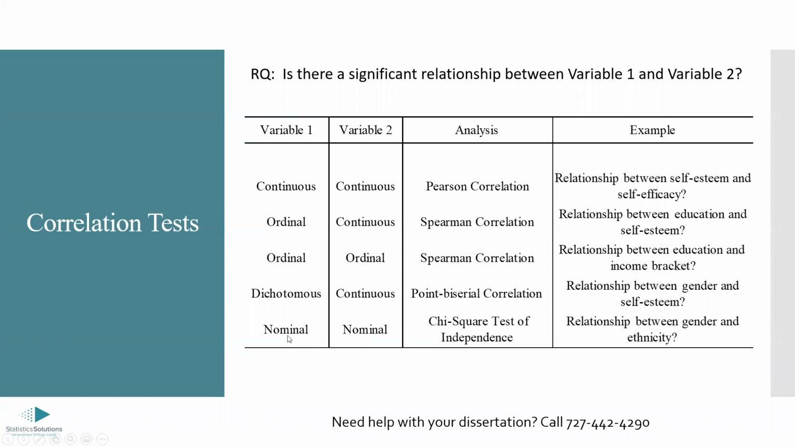We have a nominal to nominal comparison. So the relationship between gender and ethnicity. We have 2 categorical variables here. In this case, you could use a chi-square test of independence to see if there's a significant association between gender and ethnicity.